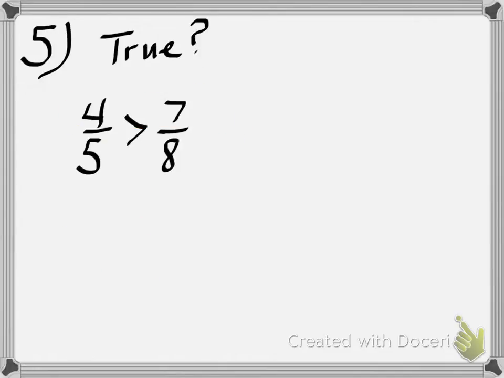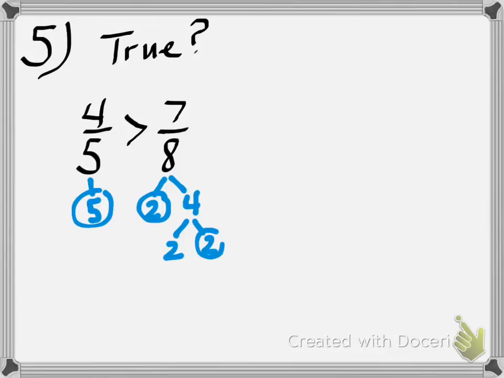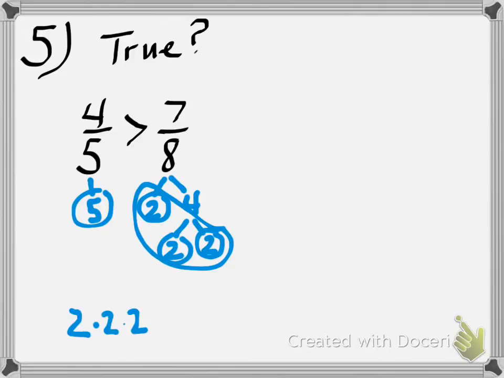Number 5 asks if this is true. So for this, we're going to have to come up with a like denominator. To do that, we can use prime factorization. So this would be just a 5, that's prime. 8 is 2 times 4, and 4 is not prime, so we take that down to 2 times 2. So we use the most 2's, which are here, and the most 5's. And then I'm going to multiply using the associative.